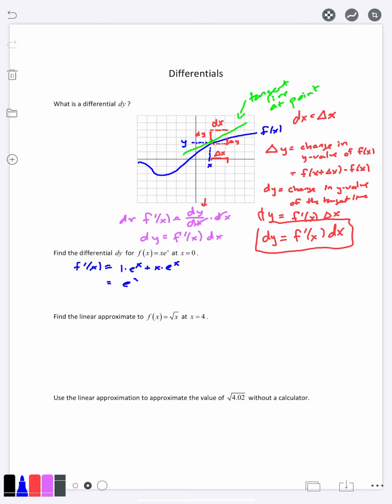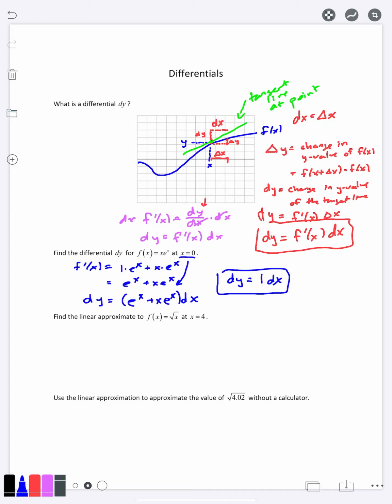So we're going to have e to the x plus x e to the x. And then if they ask you for just a general differential, you would just take that and put a dx next to it. That's your general differential. But in this case, they asked us specifically x equal to 0. So I just plug that in down there, and you're actually going to get 1. And so this would be the differential at x equal to 0.